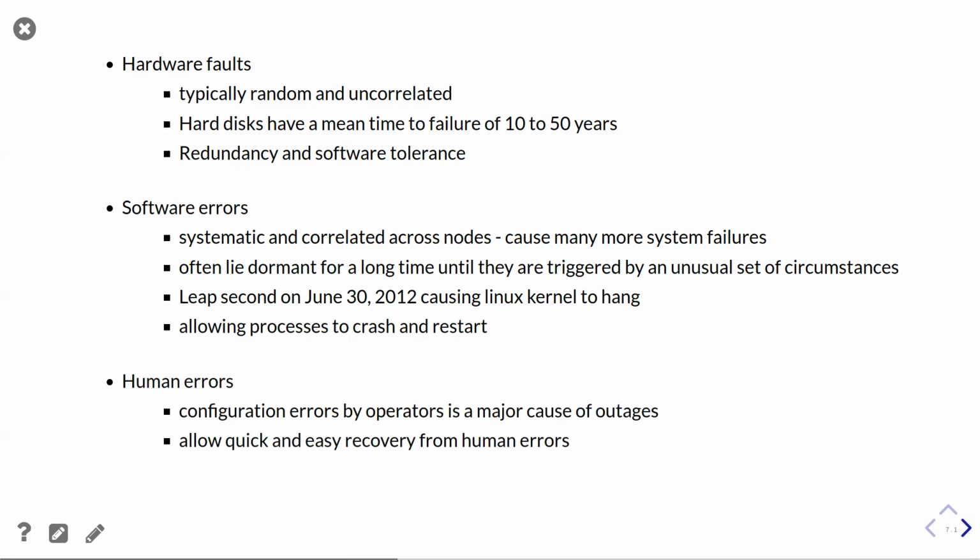And the final set of errors discussed are the human errors. Configuration errors by operators are a major cause of outages, according to some studies. So in order to combat human errors, your system should allow a quick and easy recovery from human errors, so that their impact can be minimized.